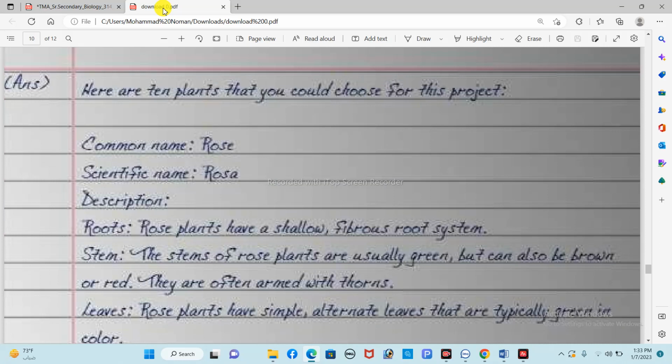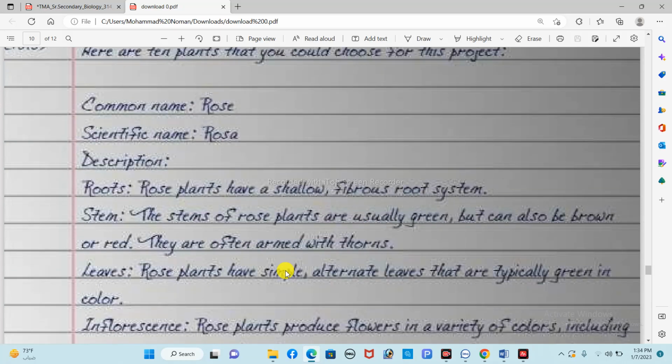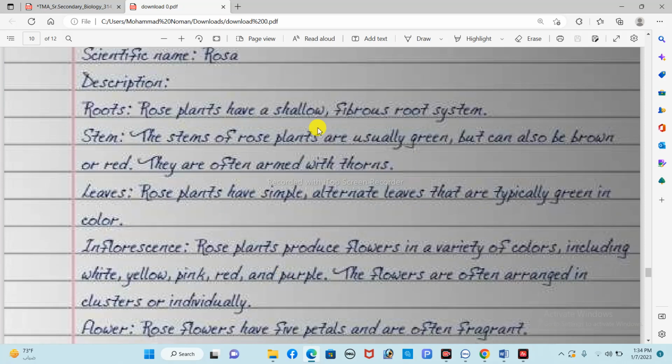Here are 10 plants that you could choose for the project. Common name rose, scientific name Rosa. Description. Roots: rose plants have a shallow fibrous root system. The stems of rose plants are usually green but can also be brown or red. They are often armed with thorns.